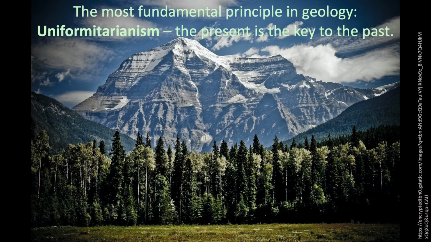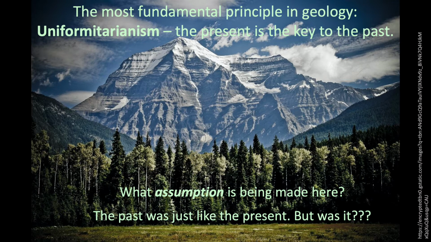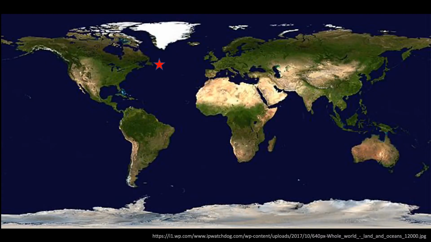So this illustrates the most fundamental principle in geology, uniformitarianism, which says the present is the key to the past. Today we see this mountain being slowly eroded, so we can infer that in the past it did the same thing. It was eroding very slowly over time. So what assumption is being made here? We're actually assuming that the past was just like the present, but that's a question that is not necessarily true.